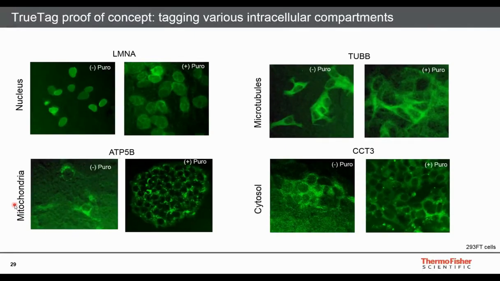Taking this beyond the ACTB example, we also attempted to tag a number of different genes in different subcellular compartments, looking at proteins like laminin in the nucleus, mitochondrial proteins like ATP5B, cytosolic proteins like, in addition to ACTB, CCT3, and microtubules like tubulin. And across the board, with or without puromycin selection, we're able to see these fusion proteins. We're able to successfully knock these in frame, getting proper junctions, and make effective fusion proteins using these TrueTag designs.